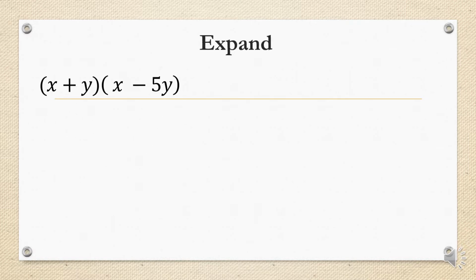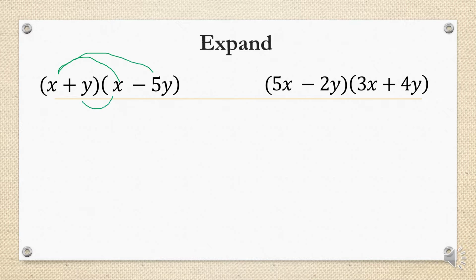Now we are going to expand again. Yes, that's what we do when we have brackets, we expand. So let's do these few examples quickly. This by this, this by this, this by this, this by this. X by x will give us x squared. X by minus 5y will give us minus 5yx. Y by x will give us yx. And y by minus 5y will give us minus 5y squared. For those who can't do it as quickly as me, use your working columns and work out each term.